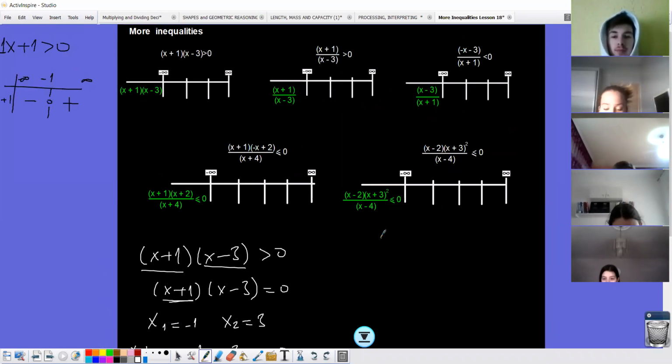Let's solve with you the second one. I have x plus 1 over x minus 3 greater than 0.